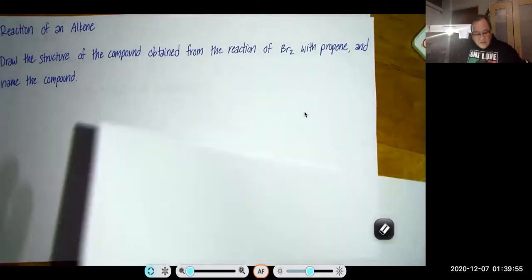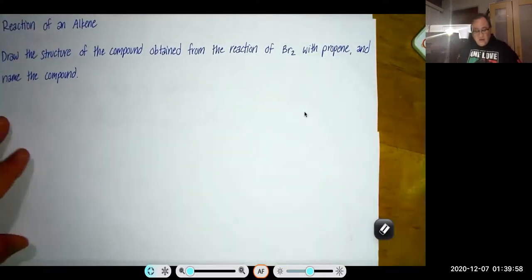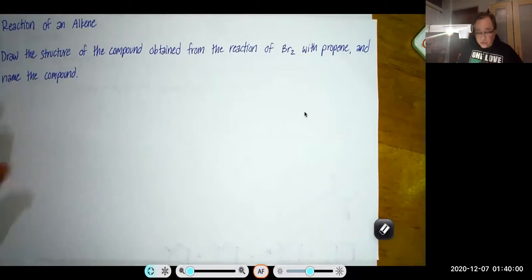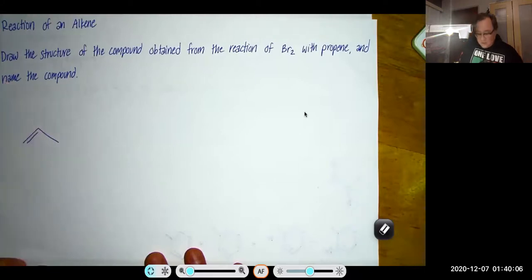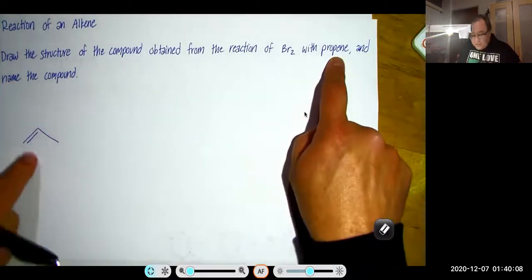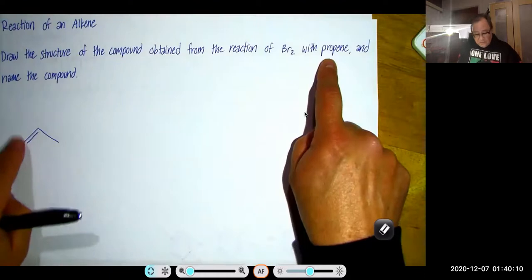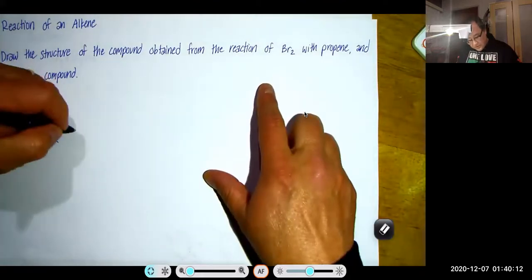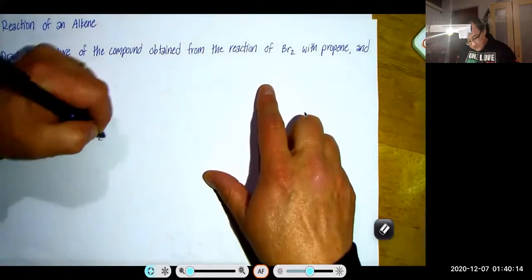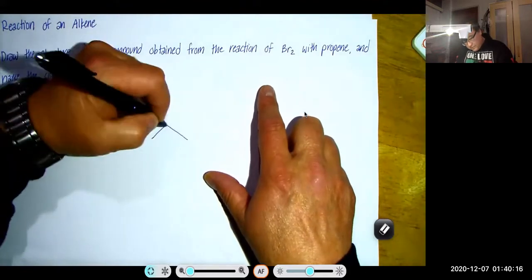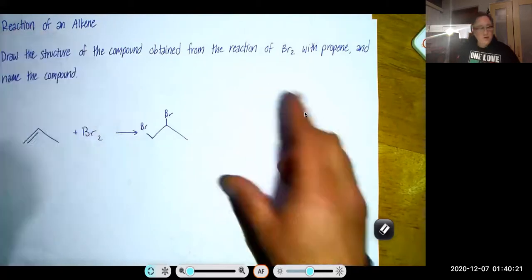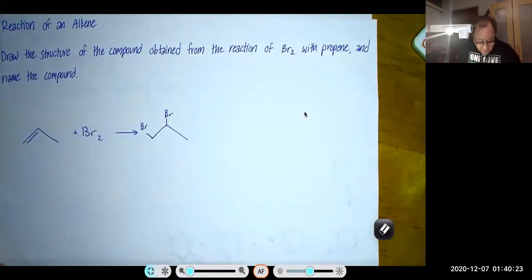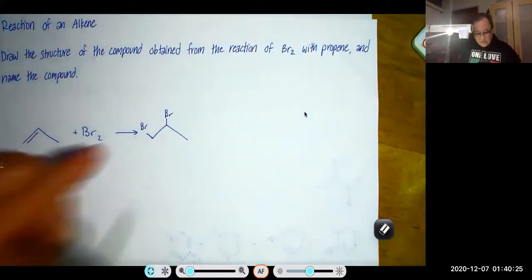So, reaction of an alkene: draw the structure of the compound obtained from the reaction of Br2 with propene and name the compound. So here's propene. Propene means it's got a double bond. Prop means it's 3 carbons long. And we're going to add bromine to it. So there's your product. I put a bromine on carbon 1 and a bromine on carbon 2.